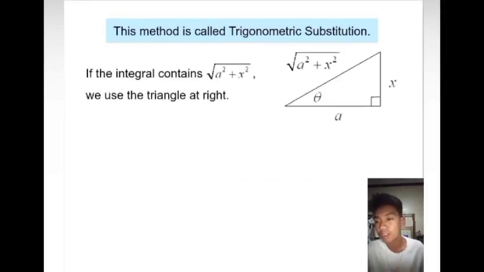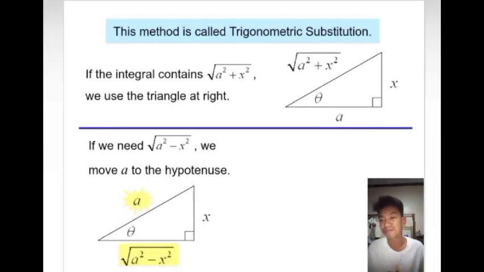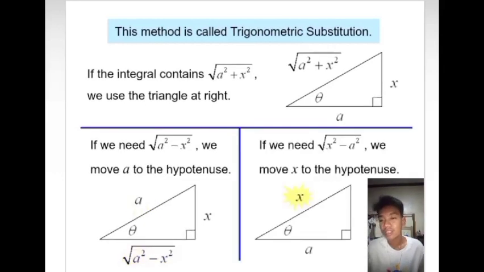If the integral contains the square root of a squared plus x squared, we use the triangle at the right. If we need the square root of a squared minus x squared, we move a to the hypotenuse, just like in the picture. If we need the square root of x squared minus a squared, we move x to the hypotenuse of our right triangle.